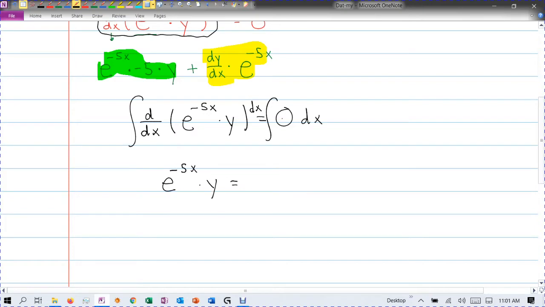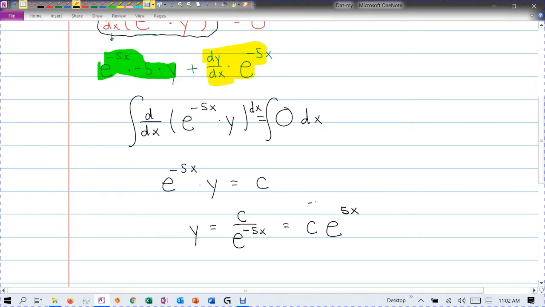And then the antiderivative of 0 on the right-hand side is a constant. And now we just solve for y. So y is equal to c over, I'm just dividing both sides by e to the negative 5x. And I'll just write that a little differently. I'll bring that e up, and I'll change the exponent to positive. Okay. Boom, there it is.